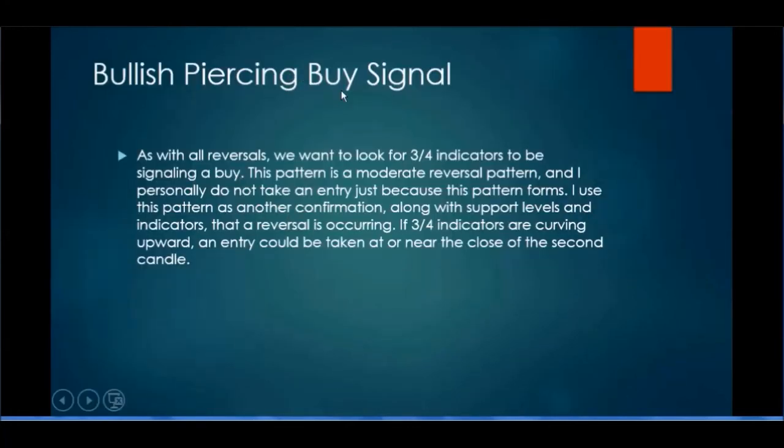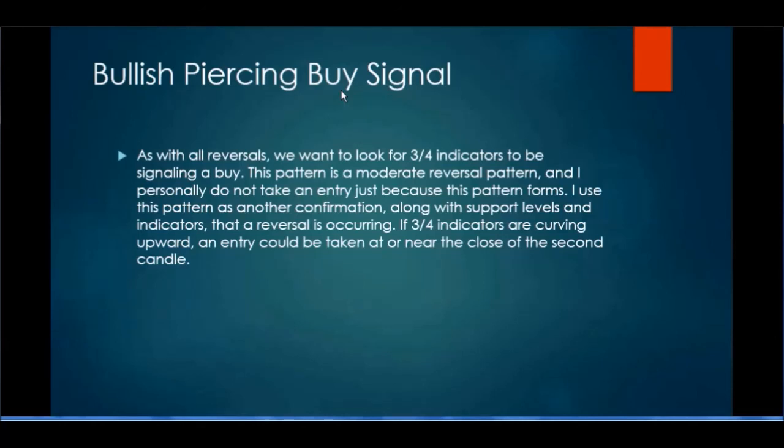So that's the bullish piercing line pattern formation. So let's look at the bullish piercing line buy signal. As with all reversals, we want to look for 3 or 4 indicators to be signaling a buy. This pattern is a moderate reversal pattern, and I personally do not take an entry just because this pattern forms. I use this pattern as another confirmation, along with support levels and indicators, that a reversal is occurring. Just like we talked about with the bullish engulfing, we don't trade candles alone. We combine them with what we already know.